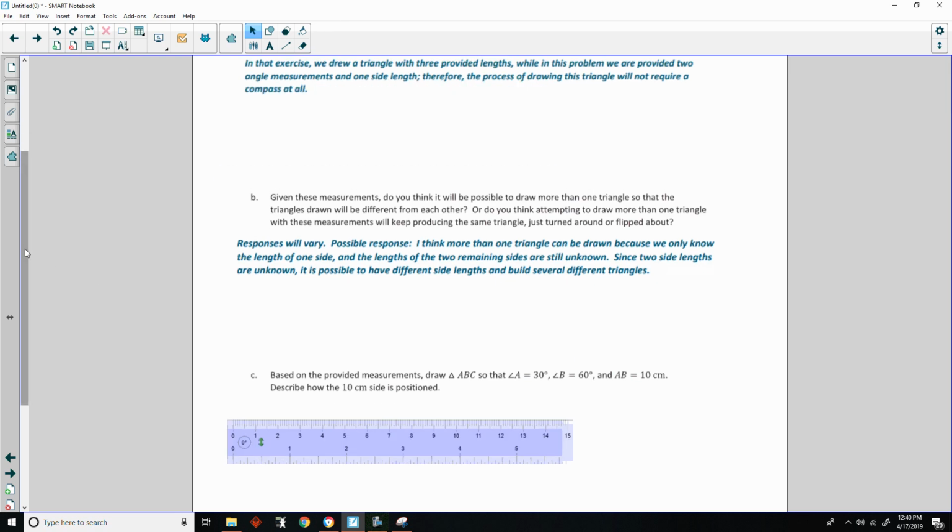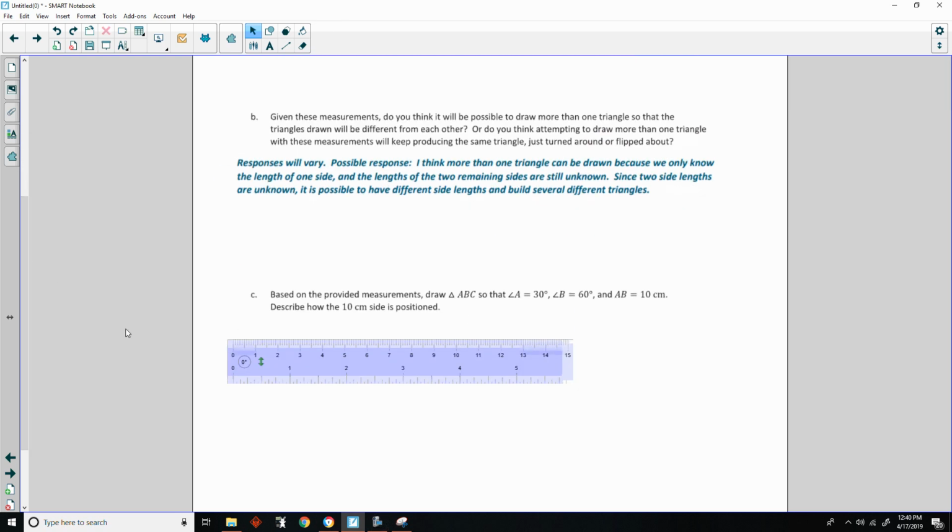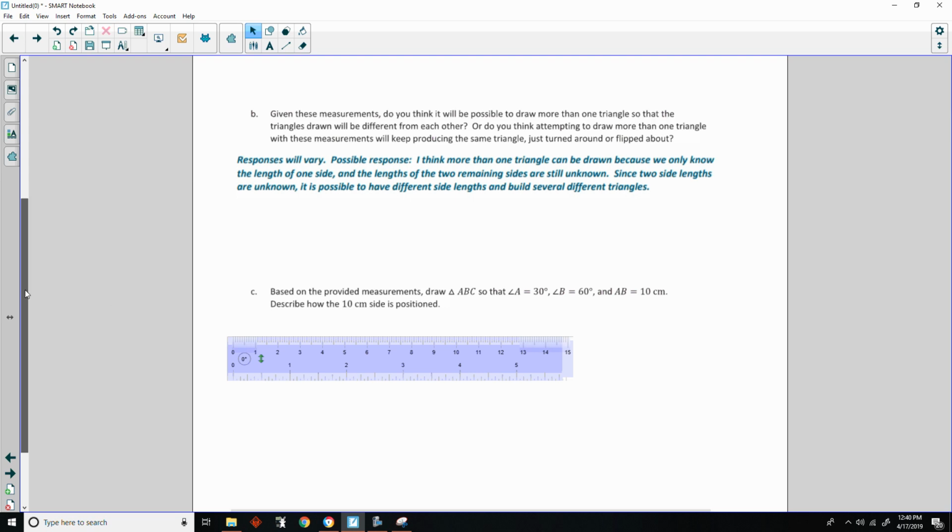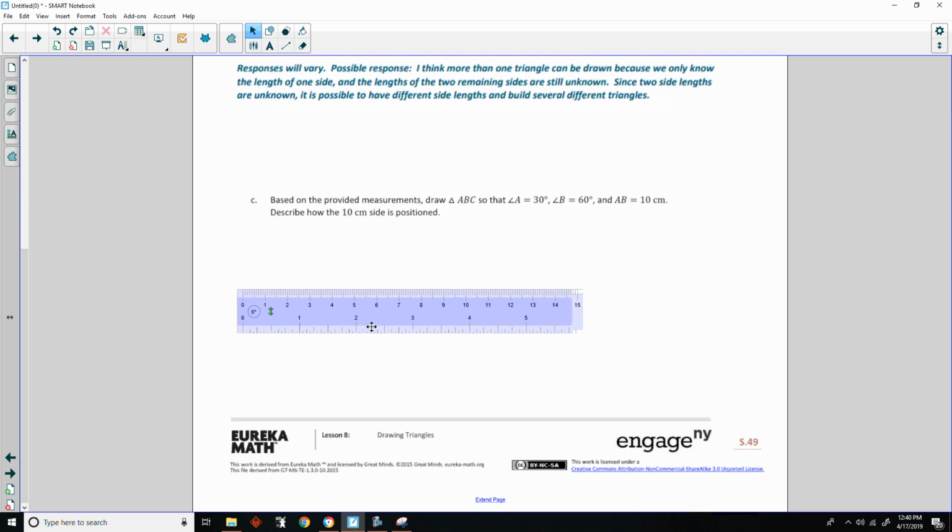So C says, based on the provided measurements, draw a triangle ABC. So angle A is 30, angle B is 60, and side AB is 10 centimeters. Describe how the 10 centimeter side is positioned. Okay, so that's what I'm going to do first.